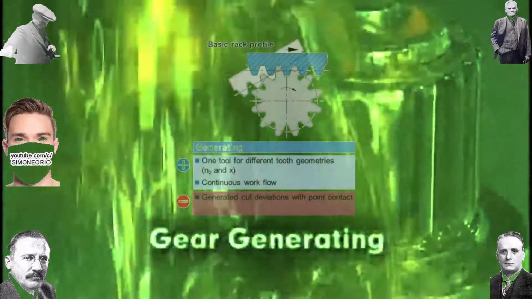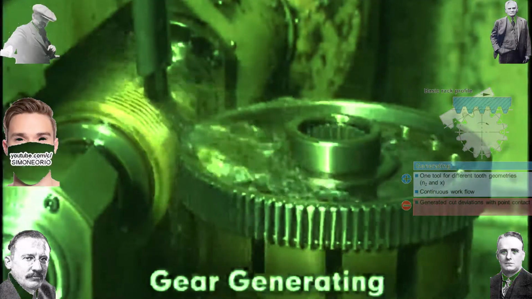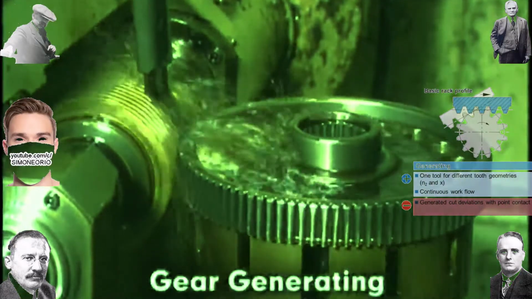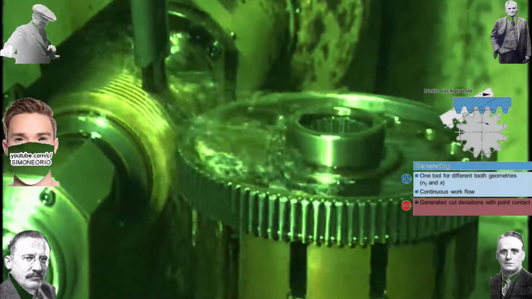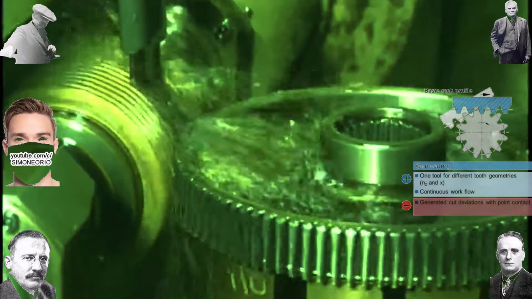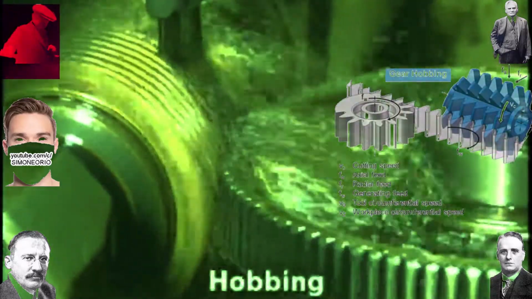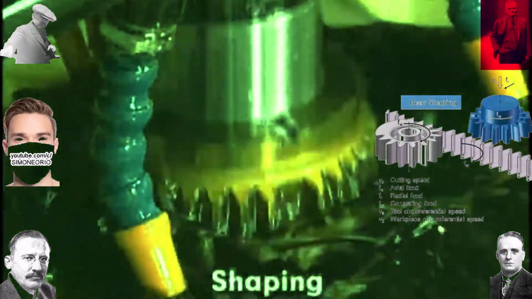The methods of machining gears can be classified into two primary categories: gear generating and gear form cutting. Many of the processes used to machine gears may also be used to finish gears. Gear generating involves gear cutting through the relative motion between a rotating cutting tool and the generating motion or rotation of the workpiece. The primary gear generating processes include hobbing and shaping.